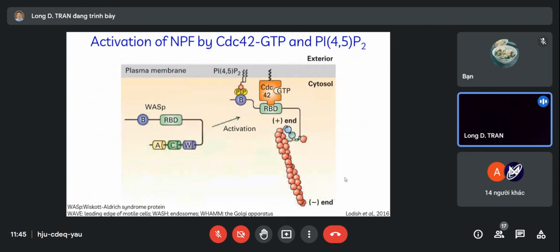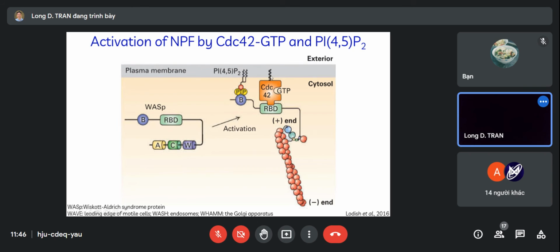And nucleation factors are regulated in here by CDC42. CDC42 is also a small GTPase. It belongs to the Rho family, and it binds to the Rho binding domain of the nucleation factor. Besides, they have the basic domain which binds to PIP2 on the cell membrane, and it leads to the activation of nucleation promoting factor, and leads to activation of the Arp2/3 complex.